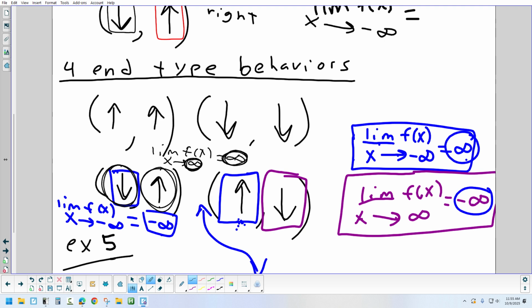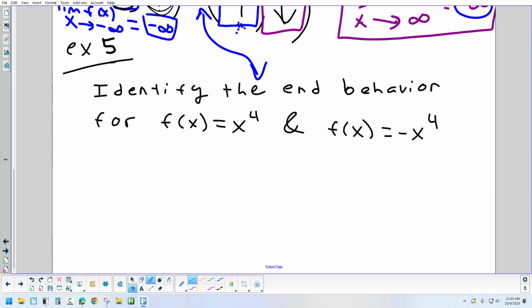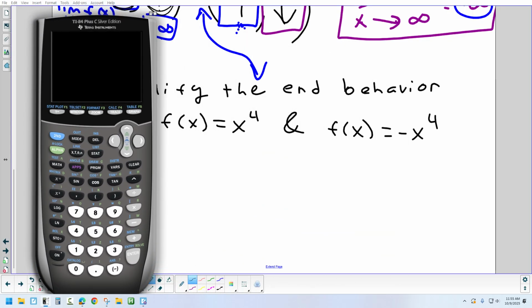Would this be a question on the quiz? And if so, how would it be worded? You'll see. So example 5, identify the end behavior. Okay, let's look at x to the 4th.